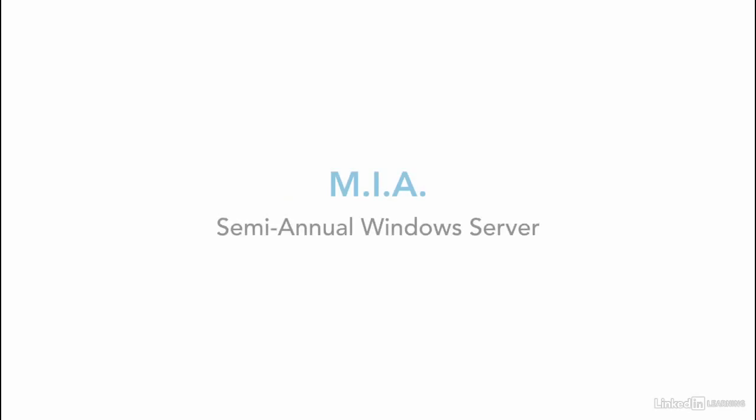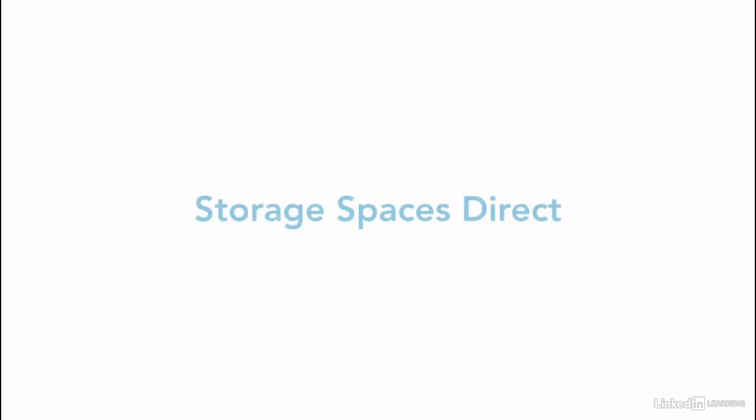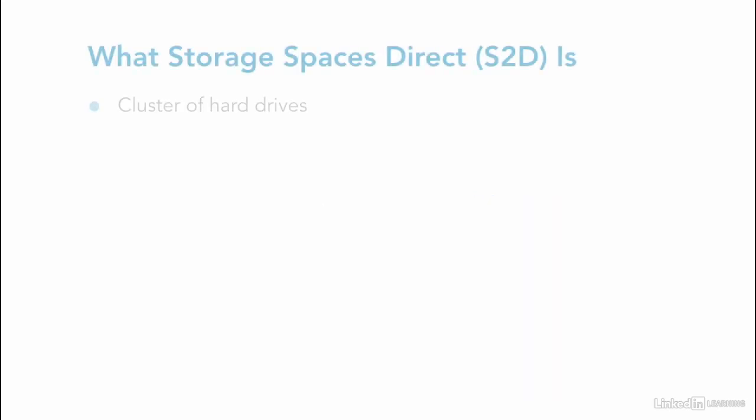I wanted to be sure and include a section on a feature that was introduced in Windows Server 2016, but has not been present in the semi-annual releases of Server in 2017 or 18. I was really glad to see Storage Spaces Direct included in Windows Server 2019 once again. At its core, S2D is a clustering of hard drives.